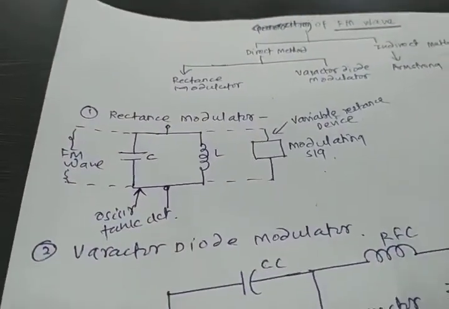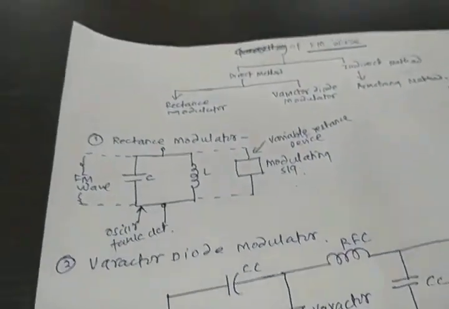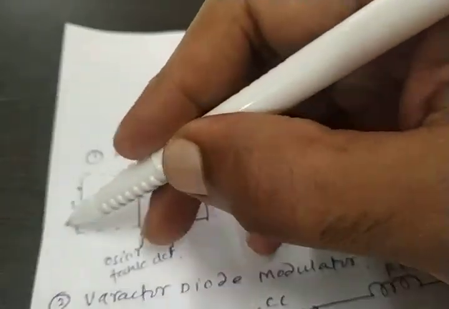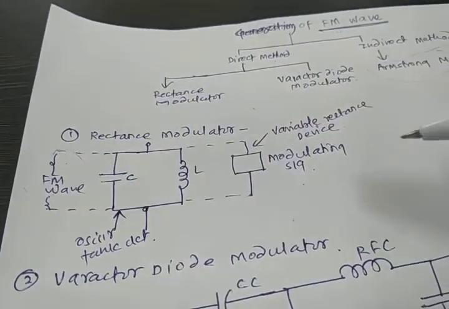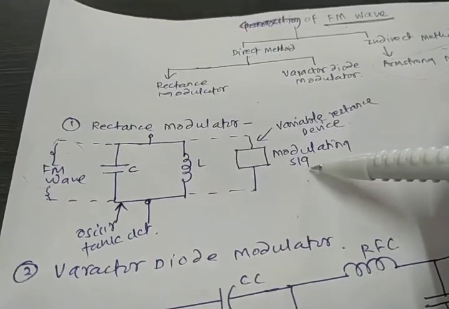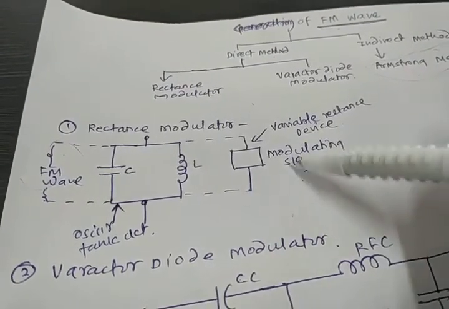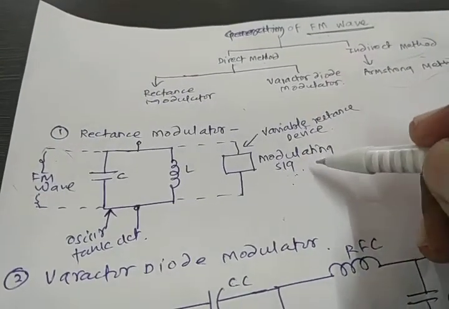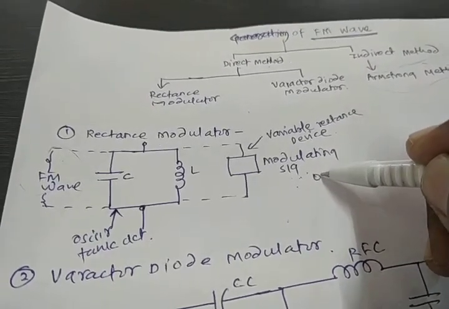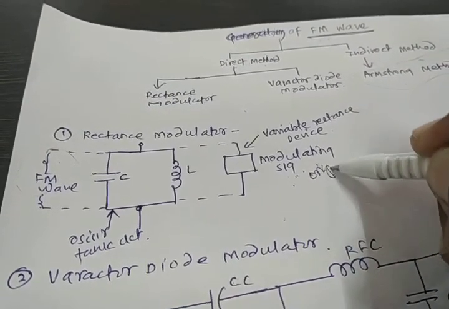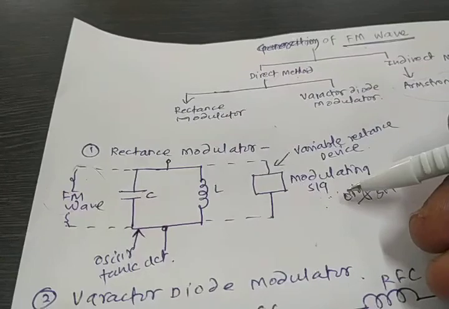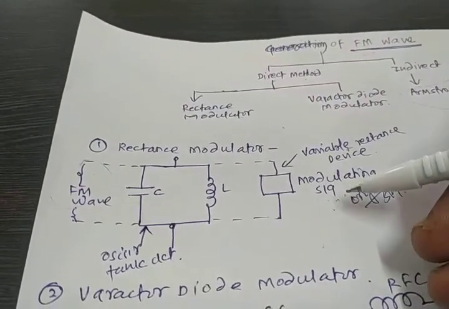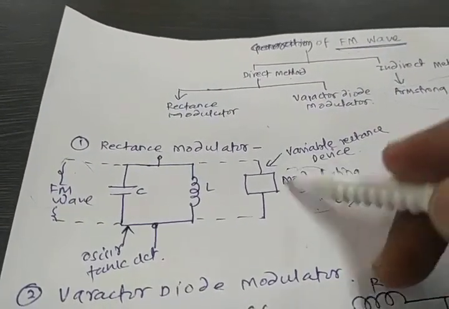The purpose of this circuit is to generate the frequency modulated signal. Here we get the frequency modulated wave, but how do we generate this signal? On your right hand side you can observe the modulating signal. Modulating signal means our original signal. The nature of this signal is original; it could be any audio signal, video signal, or speech.